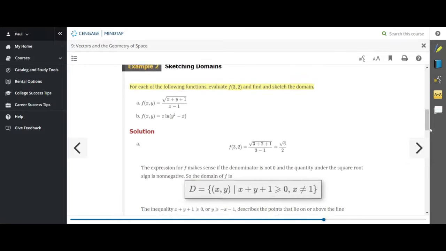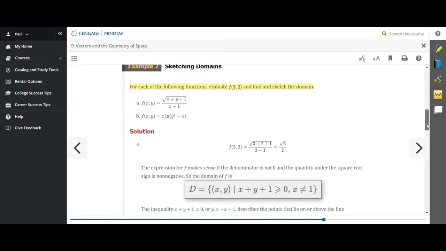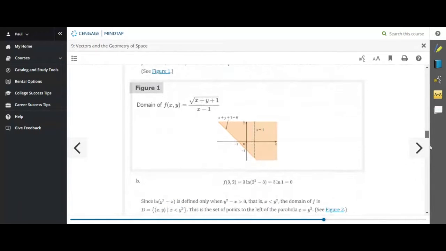And we can write the domain as the set of all x, y coordinates such that x plus y plus 1 is greater than or equal to 0, and x is not equal to 1. Okay, we can write the domain that way. So if we write the domain that way, then graphically, this is what the domain looks like.